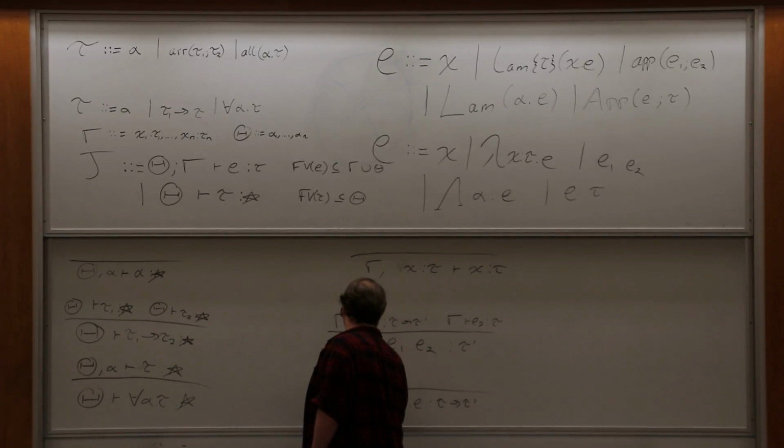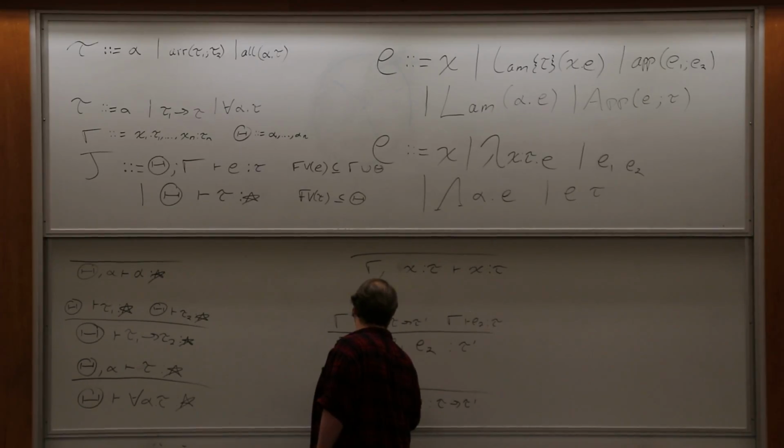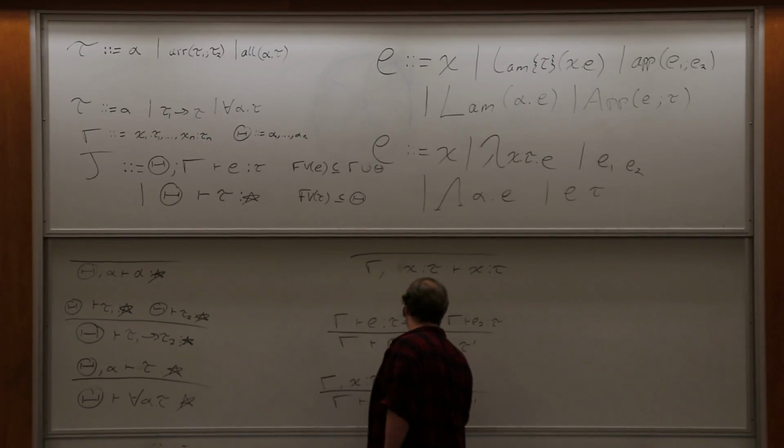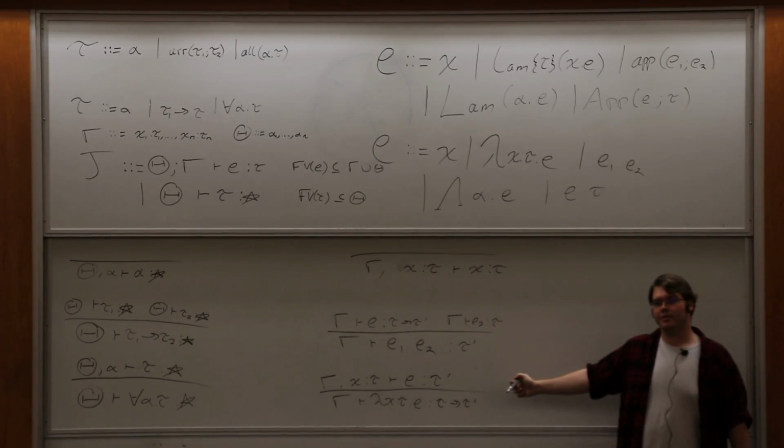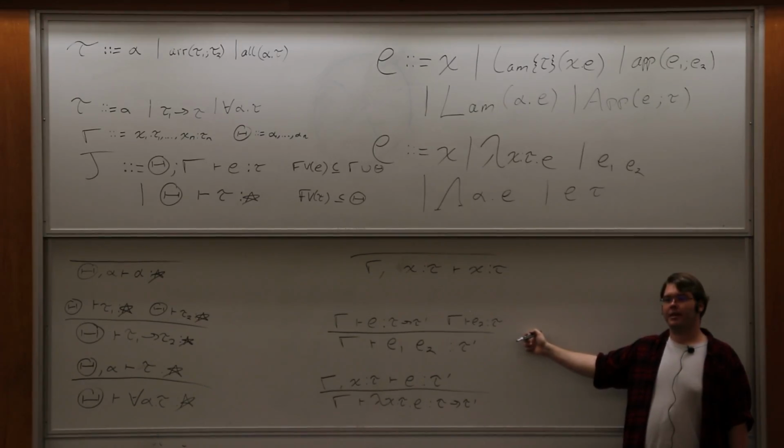And type check that, I just add x to the free variables in scope, and then the result has got to be a tau prime. So these were the rules that we had for the simply typed lambda calculus. I'm just repeating them here. So how do we modify this?